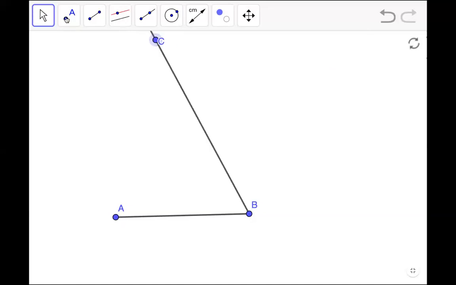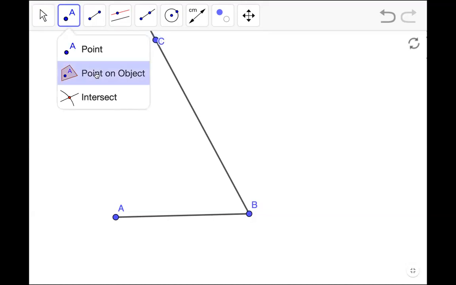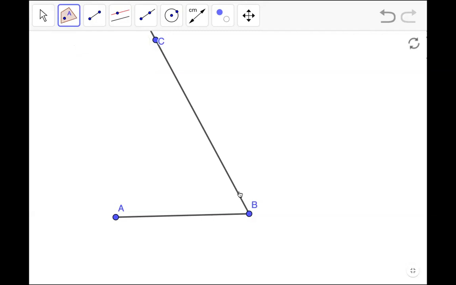Okay, step 2. Take a point on the object and put it somewhere around here. It really could go anywhere, but you'll see why we don't want to make it too far up on the line. That point could go anywhere you want on that ray. Next step, make a circle, and I'm recording all this, that has D as the center and goes through B.